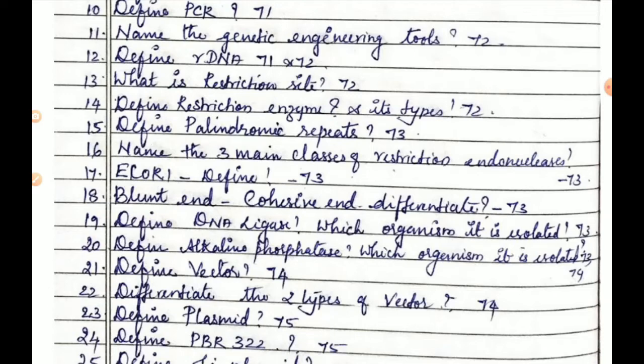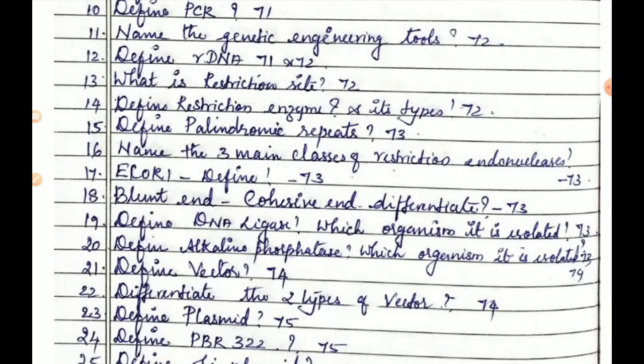define alkaline phosphatase. From which organism is it isolated? Question number 20, alkaline phosphatase. It is given in page number 73 under the heading 4.4.3 alkaline phosphatase. Alkaline phosphatase is a DNA modifying enzyme that adds or removes a specific phosphate group at the 5' terminus of double-stranded DNA or single-stranded DNA. Thus, it prevents self-ligation. And this is isolated from bacteria and calf intestine.